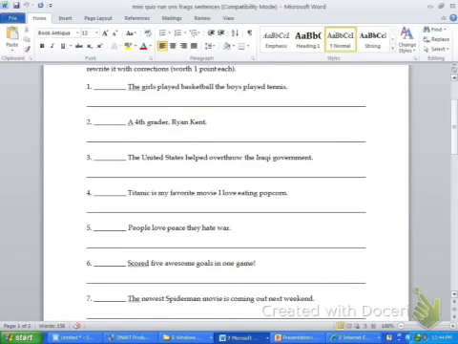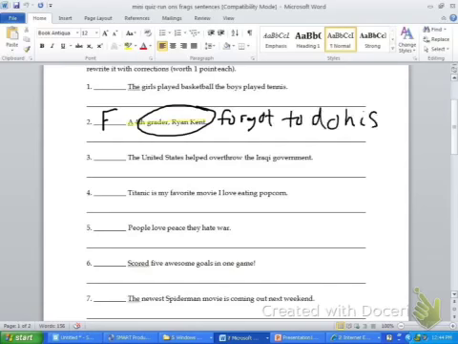Let's look at a couple more fragments and see if you can fix them. How about this one? A fourth grader, Ryan Kent. This is going to be a fragment. See if you can think about what it's missing. So we have our subject, Ryan Kent. We need a main verb. A fourth grader, Ryan Kent, forgot to do his homework. So we're missing the main verb here.